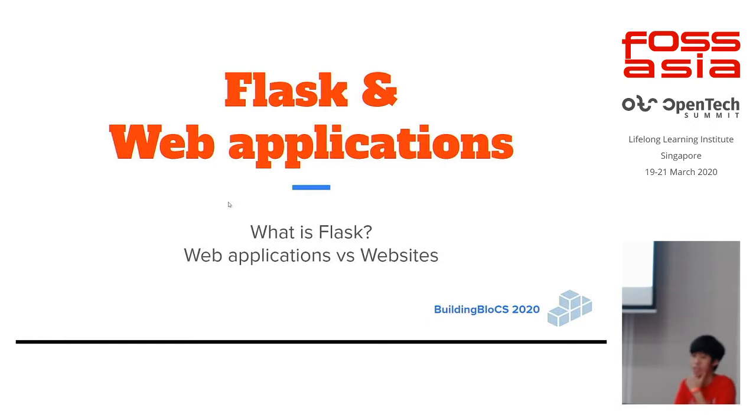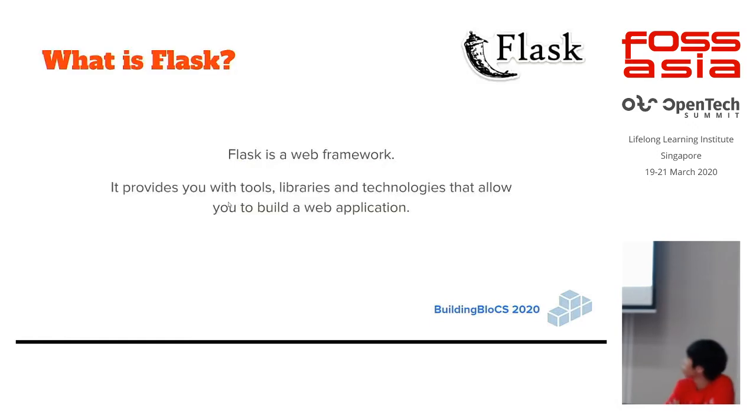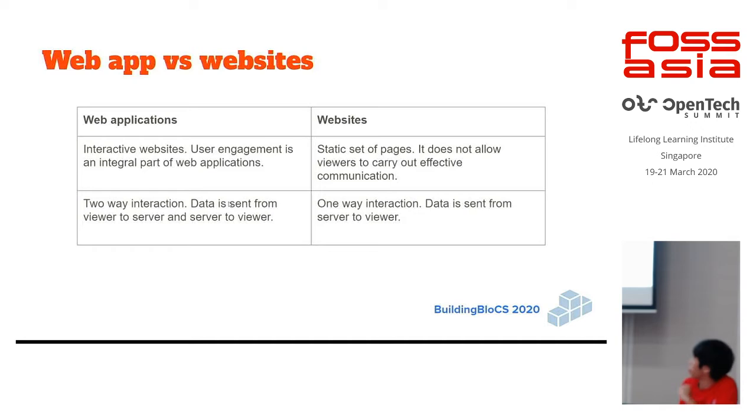So, what is Flask? Flask is a web framework. It provides you with tools, libraries, and technologies that allow you to build a web application. What's the difference between web applications and websites? Web applications are interactive, while websites are static. Web applications can take users' input and dynamically change the web pages. It's a two-way interaction where data is sent from viewer to server and server to viewer.